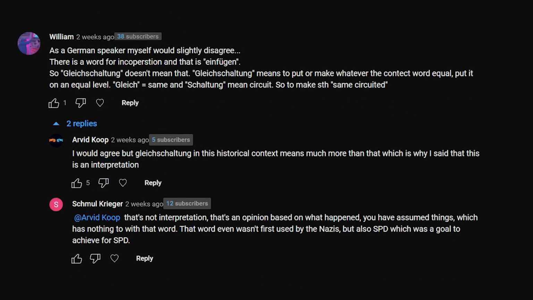"As a German speaker myself, I would slightly disagree. There is a word for incorporation, and that is einfügen. So Gleichschaltung doesn't mean that. Gleichschaltung means to put or make whatever the connect word equal. Put it on an equal level. Gleich equals same, and Schaltung means circuit, so to make the same circuited."